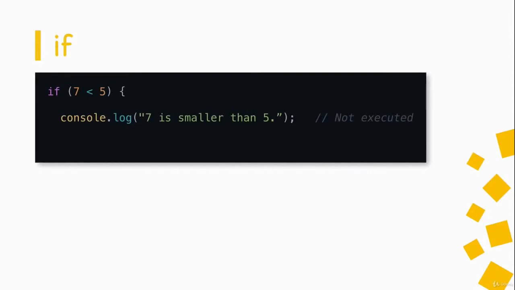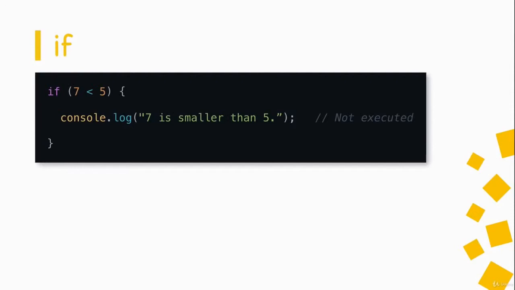In this case, we have another statement inside the curly braces, which logs to the console 7 is smaller than 5. So console.log the string 7 is smaller than 5. And then we end the pair of curly braces. However, because the condition inside the if block is not true, this code is never executed. So if you run this code, nothing will be logged to the console, because the code inside the pair of curly braces, which logs to the console, is never executed. The code is there inside the JavaScript file, but it's never executed.